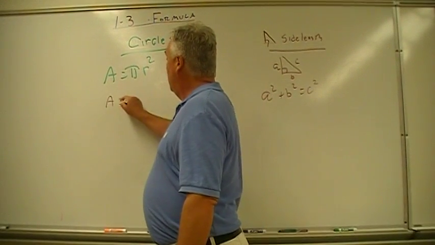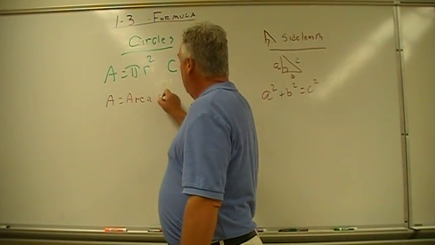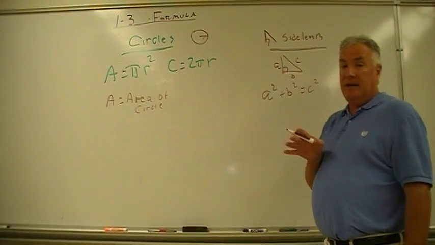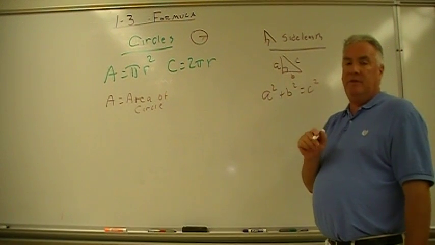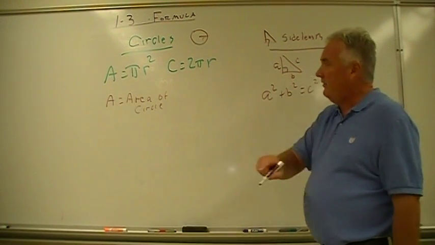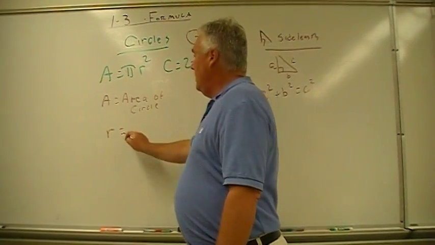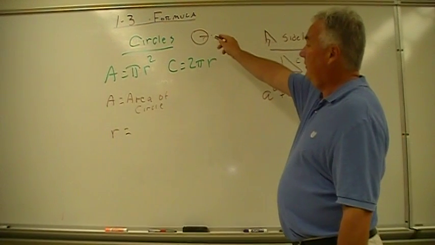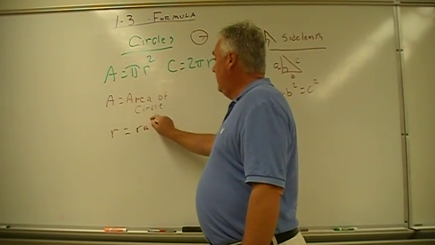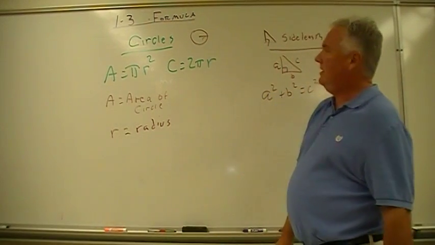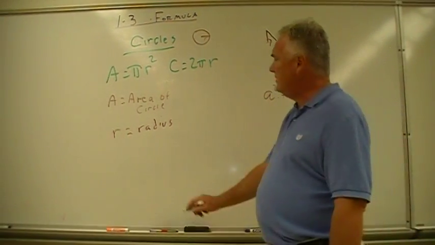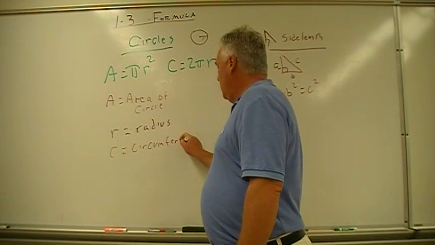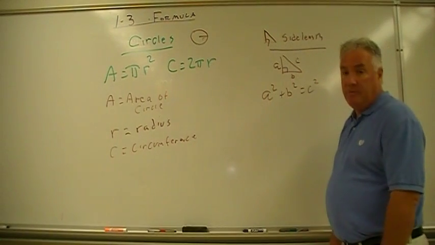A equals area of the circle. You have to know what that means. On the SAT, they may or may not give it to you. I can't remember. I'll let you know in class as to whether it's given to you. Or they'll give you maybe a visual, something like this. And then r equals radius. What does the C stand for? C equals circumference. So C equals circumference when we're dealing with circles.